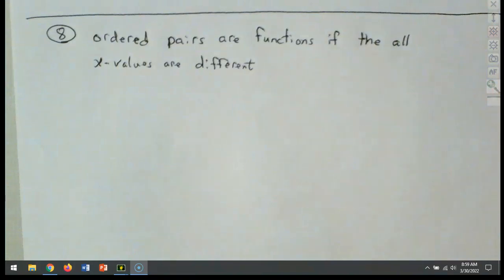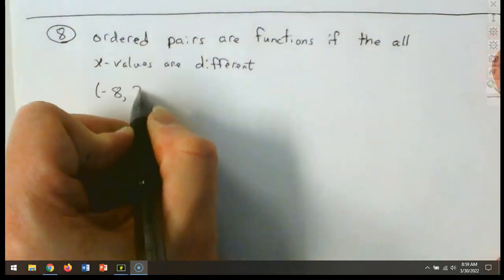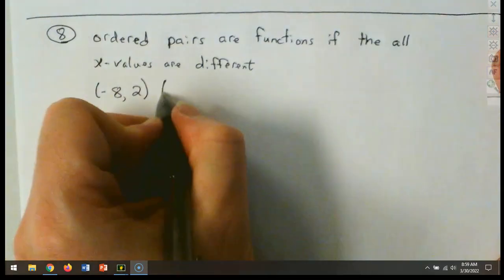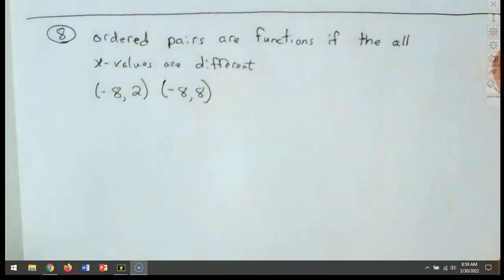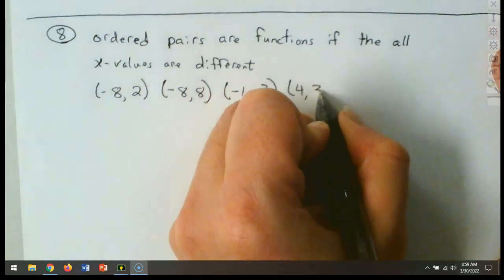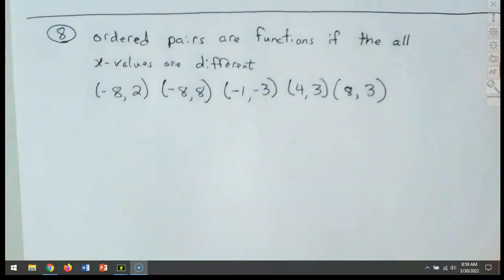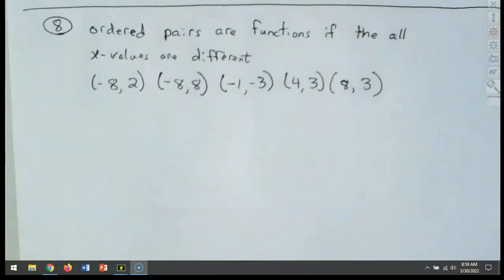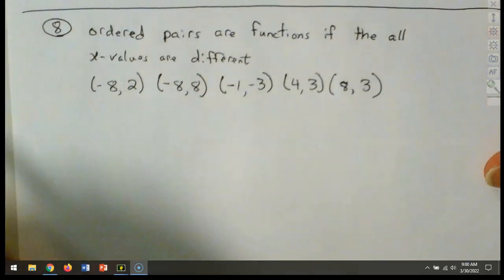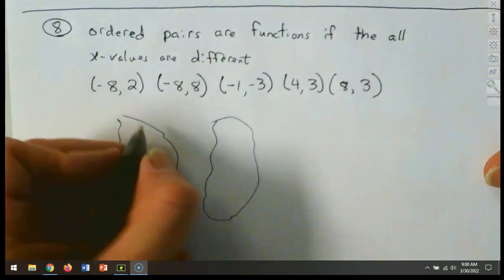So when we look at 8, we've got some ordered pairs. We've got -8, 2, -8, 8, -1, -3. We've got 4, 3, and we have 8, 3. Now you can just look at these and list out the x values and the y values. I like to make a picture. Okay, I like to make a mapping. This is called a mapping, where I'll map the x values to the y values. I think it's just easier to see. This is just a visual way of looking at it.